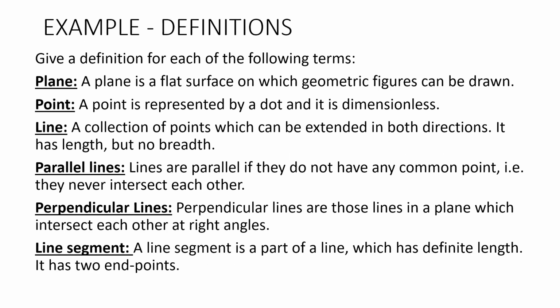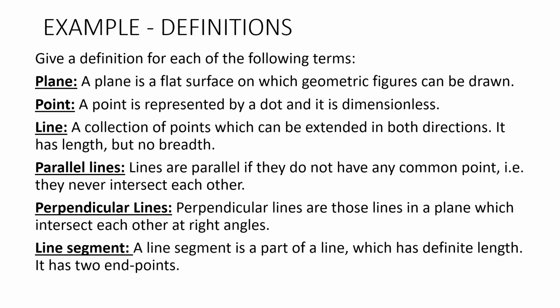You can be asked to define the following terms. First one, plane. A plane is a flat surface on which geometric figures can be drawn. What is a point? A point is represented by a fine dot and it is dimensionless. Remember, a point does not have any dimension. Line. A collection of points which can be extended in both the directions. It has length but no breadth. So line is called a breadthless length.